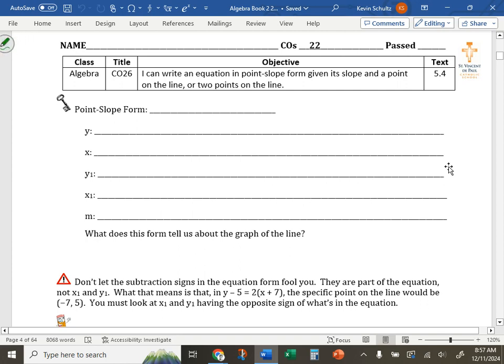Yay, algebra! We're a bit short on time, but if I can speed run a Mario level, I can speed run CO26, and so can you.